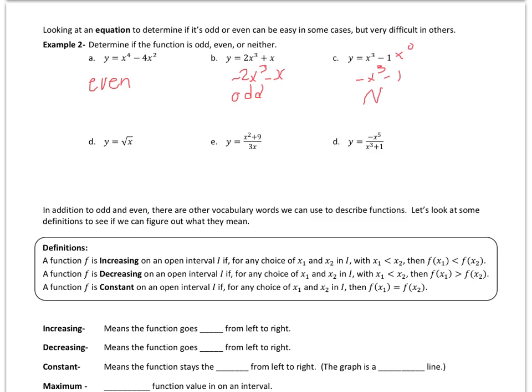Okay. All right. So the square root of x now, let's look at that. If x is 0, y is 0. If x is 1, y is 1. If x is 2, y is the square root of 2. If x is 4, y is 2. So it's going to look something like this. Now, graphically, is that even, odd, or neither? That is neither. Now let's look at it algebraically.